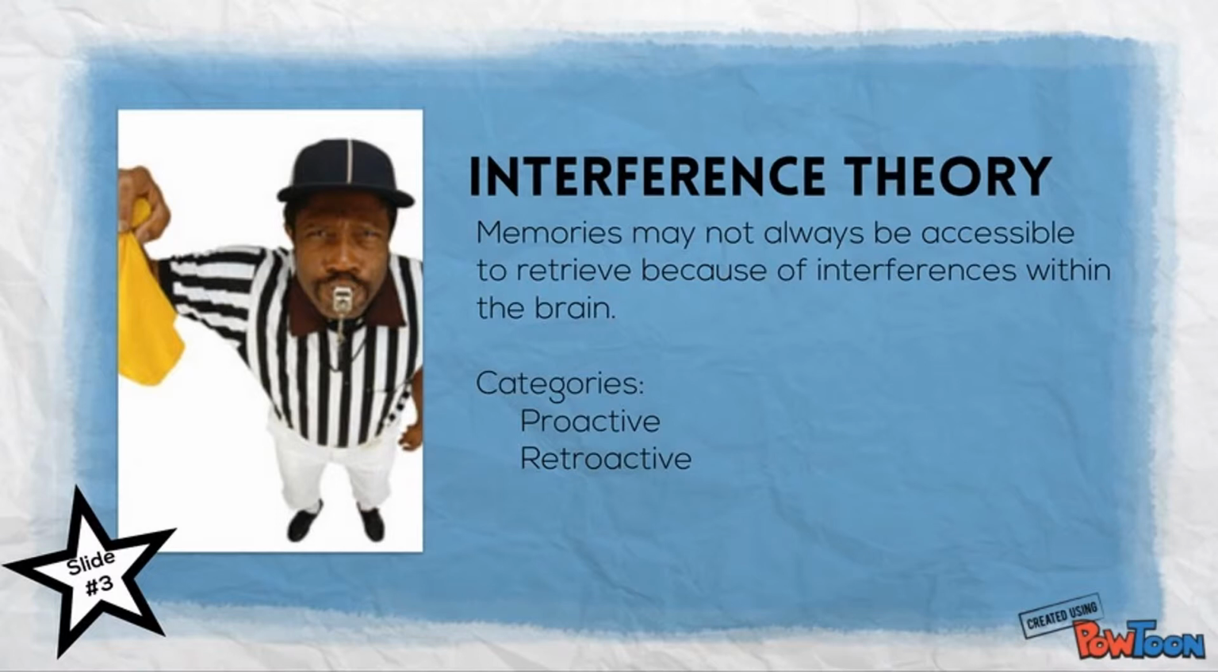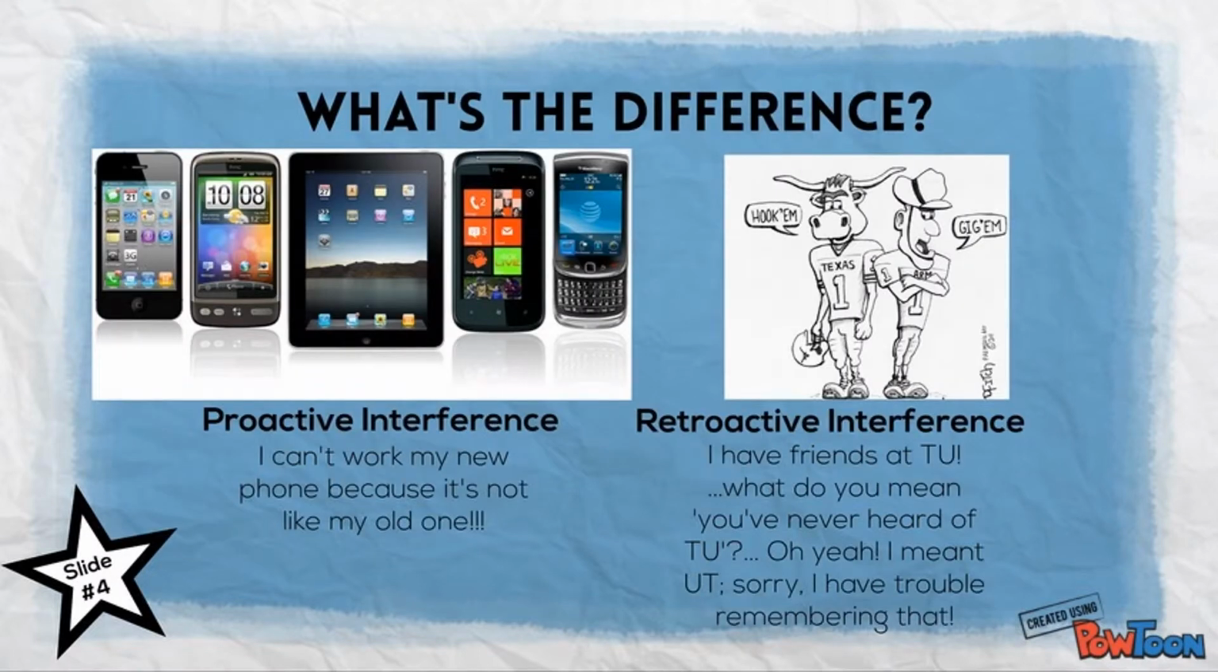The first is proactive. Proactive interference is when old memories interfere with the way new information is being addressed. For example, working a brand new phone may be confusing at first because you try to work it the way you worked your old phone. The opposite is true for retroactive interference.